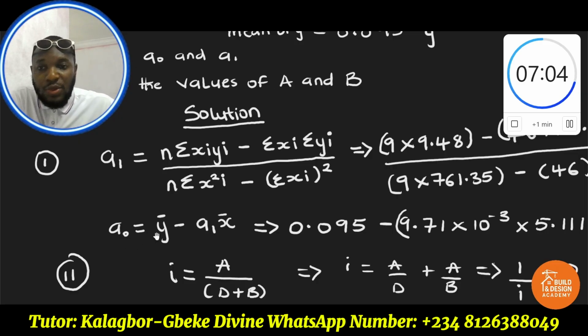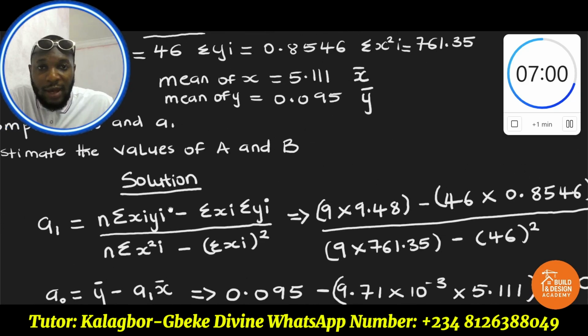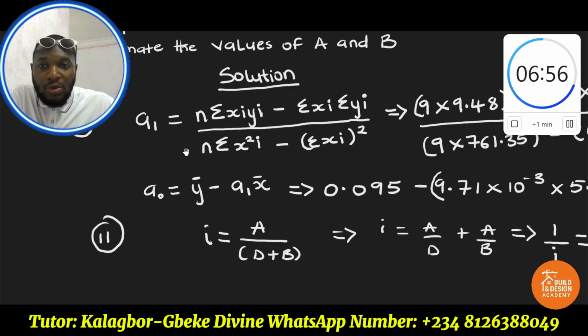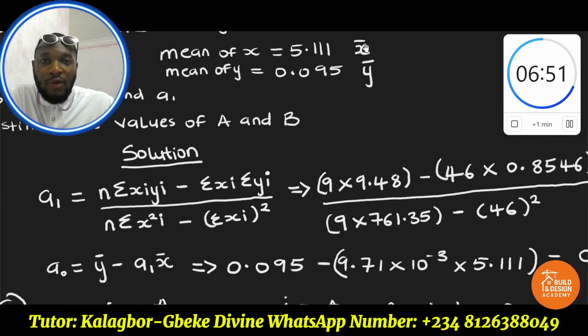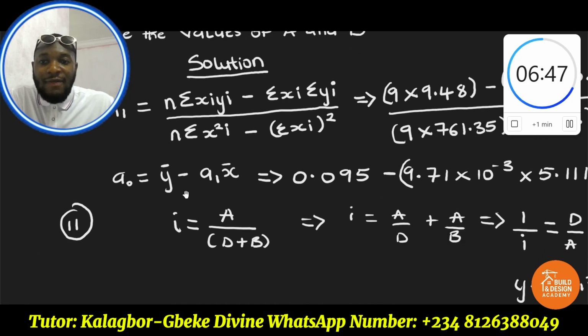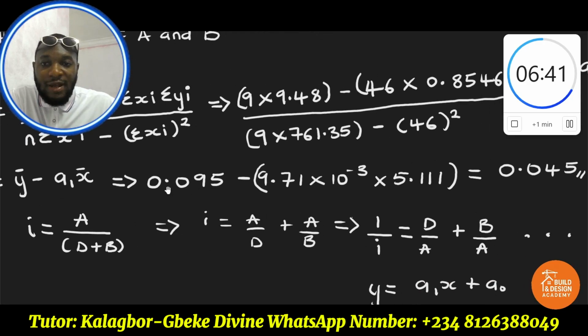To get A naught, we know that A naught is equal to y bar, which is the mean of y, minus A1, which we've gotten here, times x bar, the mean of x. So now we have y bar, we have A1, and we have x bar, and we are looking for A naught. We simply substitute in their values.